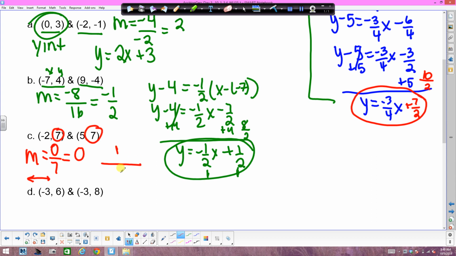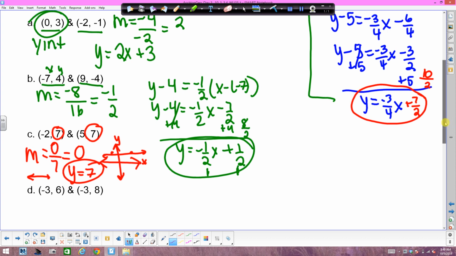So if I was to graph this on a coordinate plane, so this is just a little sketch, then I would have negative 2, 7, and then positive 5, 7. So if I connect those points, that is a terrible sketch, but it's a sketch, then that would be the line. So if I think about the equation of that line, we should know that would be y equals 7. So horizontal lines will always be y equals some number, and the number will be the y coordinate of the ordered pairs if you're given ordered pairs. All right, find the slope for D.